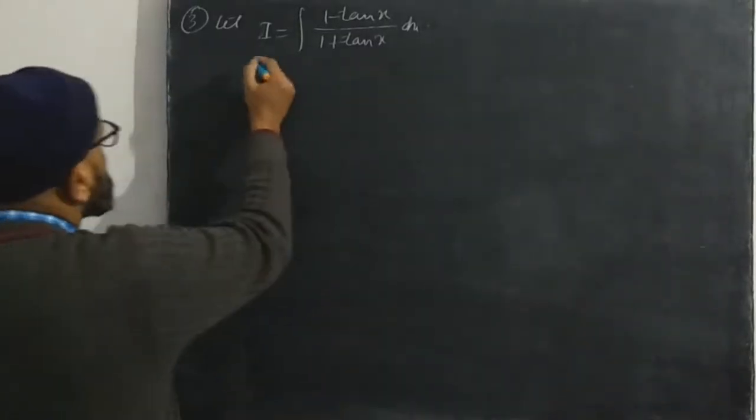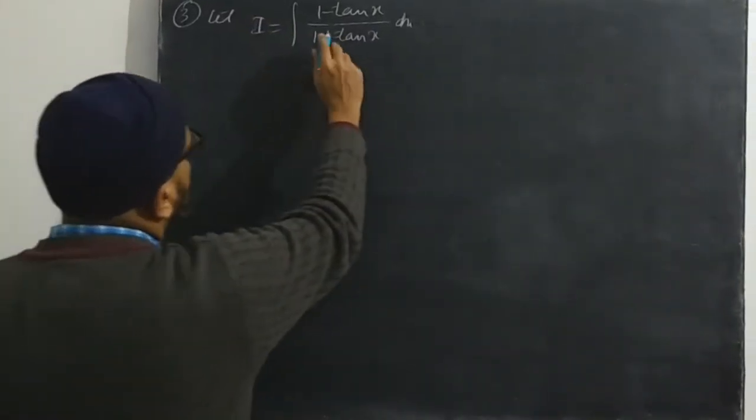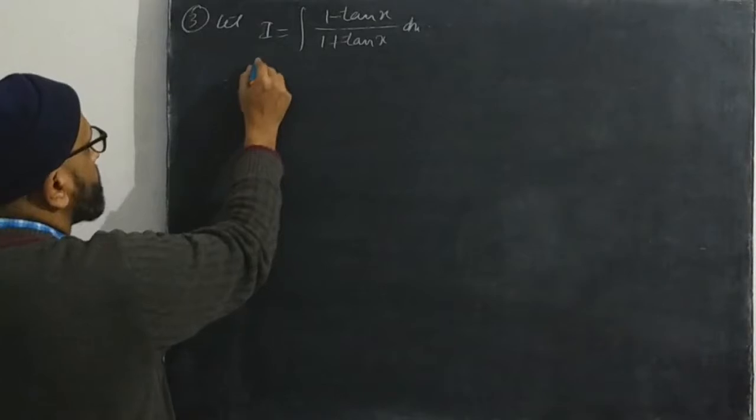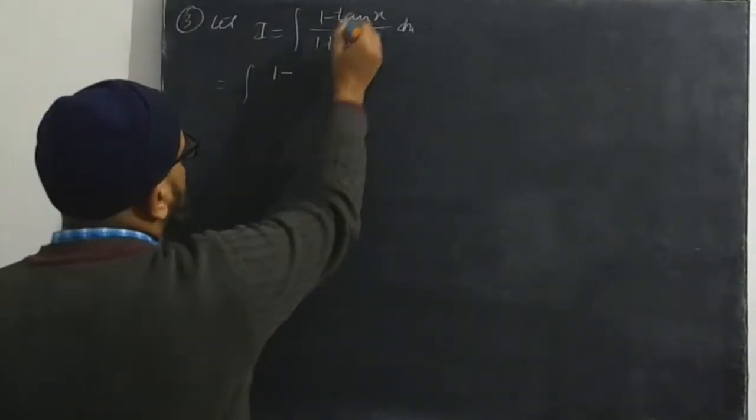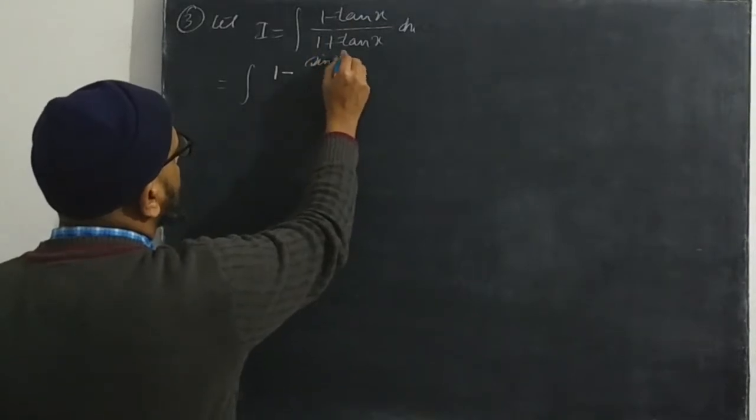And now the next question, the next sum, we have taken the integral of 1 minus tan x upon 1 plus tan x. So what we have to do here, first of all, is break tan in terms of sine and cos.